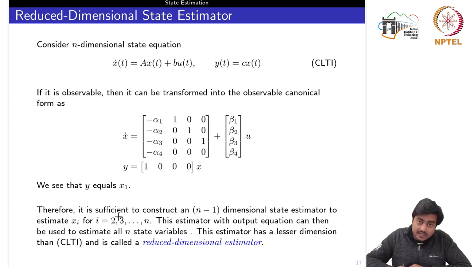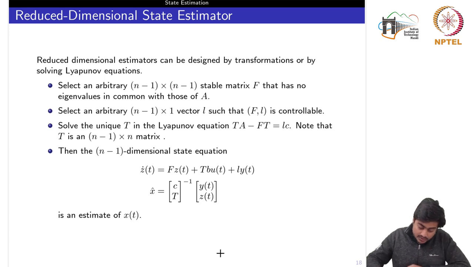So therefore it is sufficient to construct an n minus 1 dimensional state estimator to estimate the rest of the state variables. Okay, this estimator with the output equation can then be used to estimate all n state variables. So this estimator has a lesser dimension than the dimension of the plant, and we call it the reduced dimensional estimator. Okay. So here we will see one design procedure which is based on the Lyapunov equation.